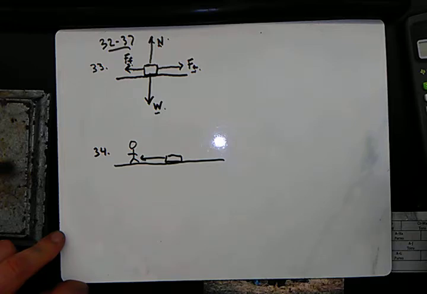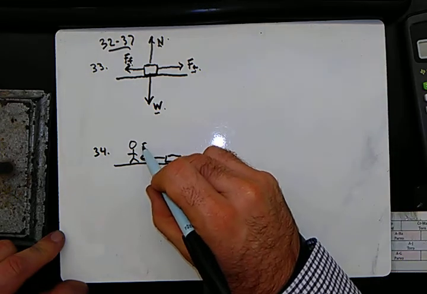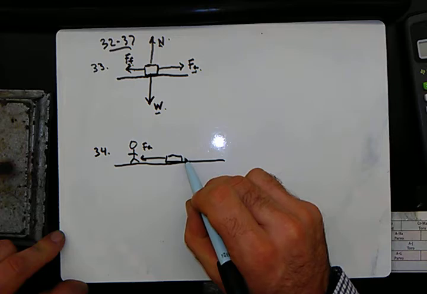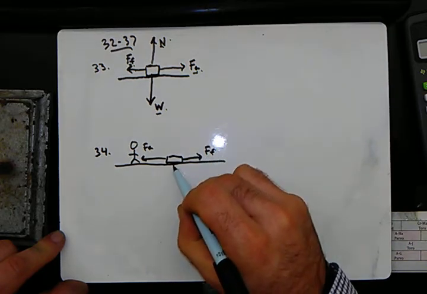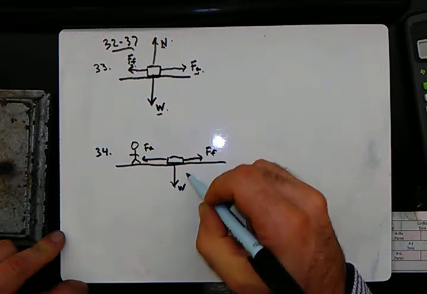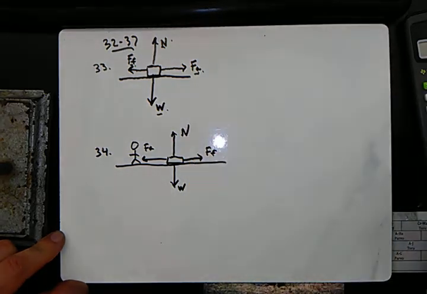Show all the forces on the sled. Here's the sled. Okay, here's the force applied. Okay, we've got some friction here. Again, just like the block, we've got weight and we've got the normal force.